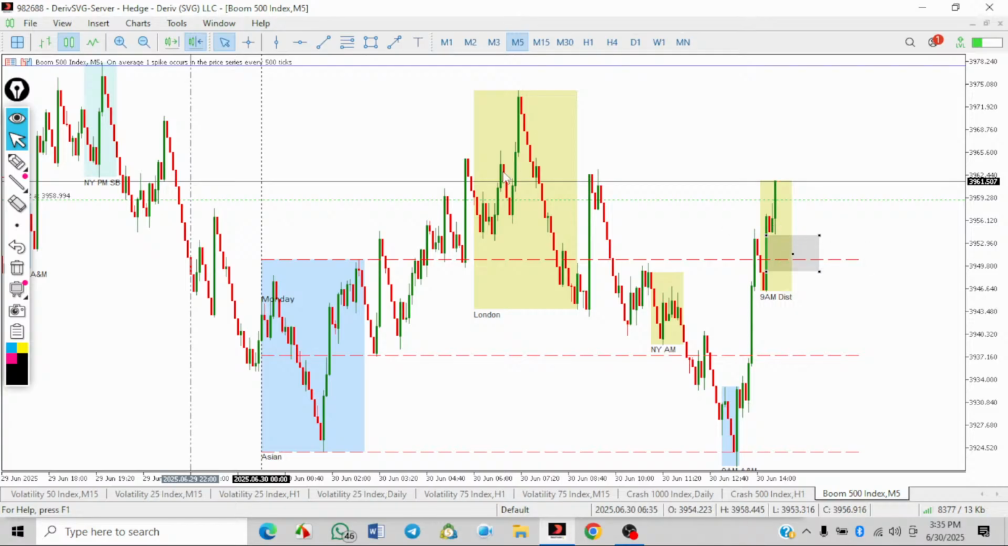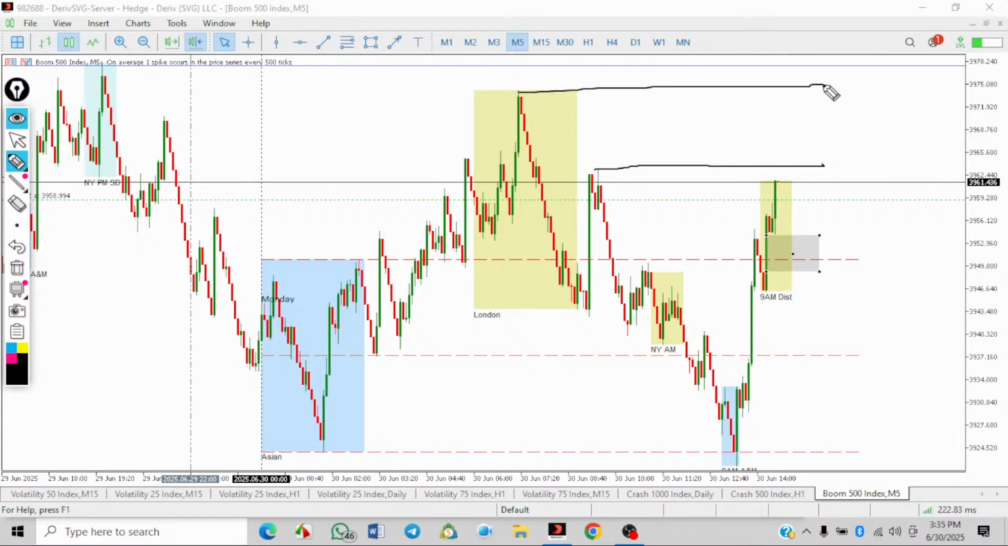So you can see this is our draw on liquidity. No matter how, they should take out this equal high. Look at this. This is an equal high. So they should fill that, right? So let me just add another position there. Let's see how it's going to be.